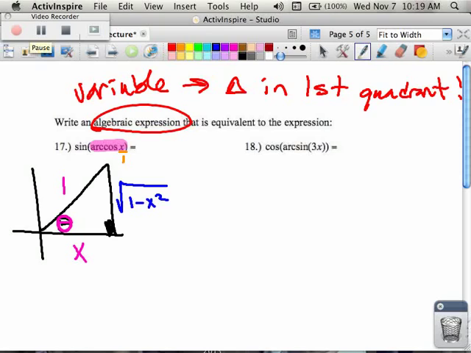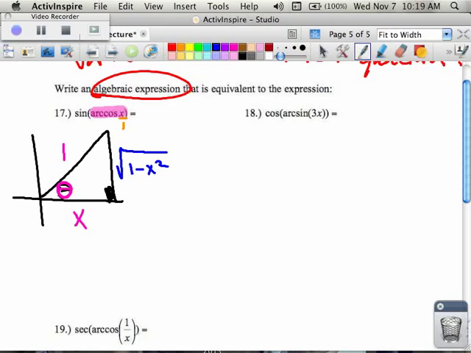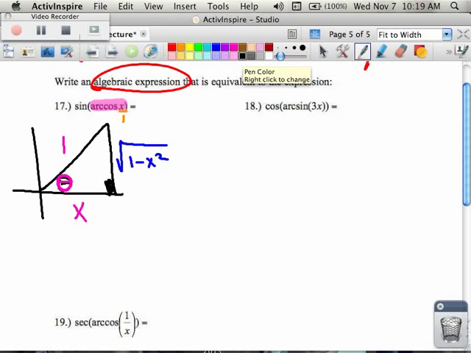All right, in this one, the arc cosine is talking about that angle. So really what's happening right now in this problem is that I'm asking for the sine of the pink angle. That's what's happening. Right? Because it says sine on the outside of whatever this stuff is, and that pink stuff is saying the angle. So the sine of the angle is square root of 1 minus x squared over 1. Well, you don't have to write the over 1. I mean, come on.